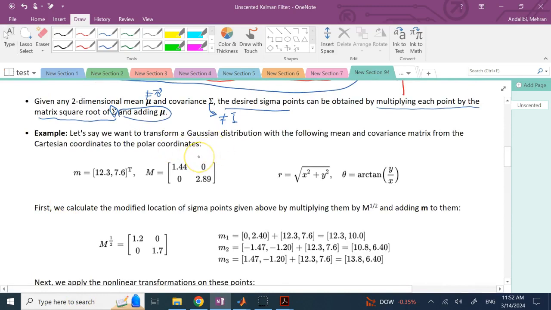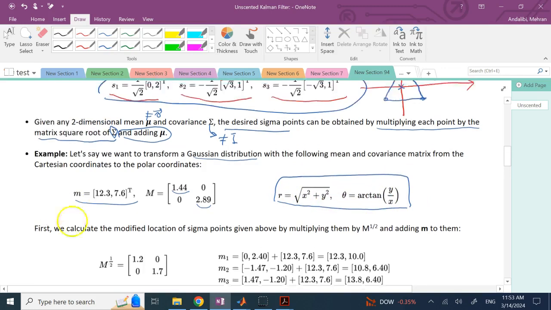So let's look at a numerical example. Let's say here we have a Gaussian distribution for which the center is at 12.3 and 7.6, and the covariance matrix for it is not identity, rather it's a diagonal where the diagonal entries are 1.44 and 2.89. Which sigma points do we pick for this distribution? And then the nonlinear function that you need to pass the data from this original Gaussian into is the Cartesian to polar conversion function. So r is the square root of x squared plus y squared. Theta is arctangent of y over x.